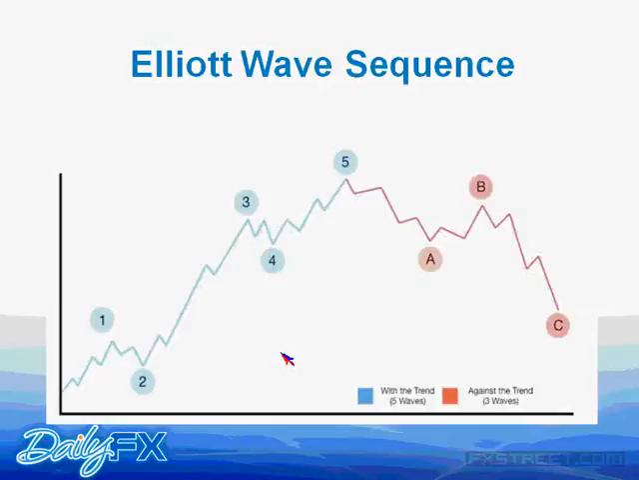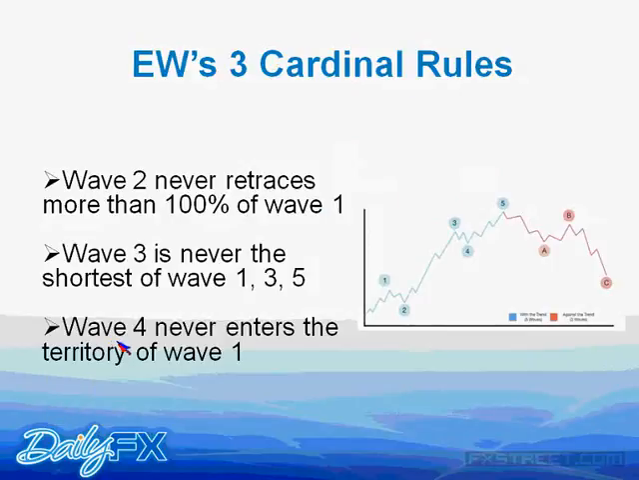Wave 4 does not enter the territory of wave 1. So you can see here on the wave 4 retracement, it did not reach or impede inside the high of wave 1. And so those are the 3 cardinal rules. Notice the language used on these rules. We got never. Wave 2 never retraces. Wave 3 is never the shortest. Wave 4 never enters the territory of wave 1. Yes, they are hard and fast.